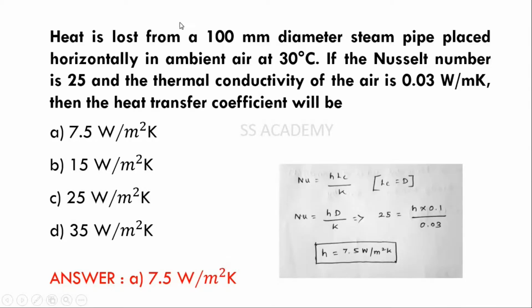So this problem is related to Nusselt number. The Nusselt number formula you already know, h Lc by k. Here Lc is equal to the diameter. The diameter given is 100 mm, which in meters is 0.1, and Nusselt number is 25. So we have 25 equal to h into 0.1 divided by the thermal conductivity value, 0.03. If you rearrange it, you will get h equal to 7.5 watt per meter square Kelvin. So that is the answer for this question.